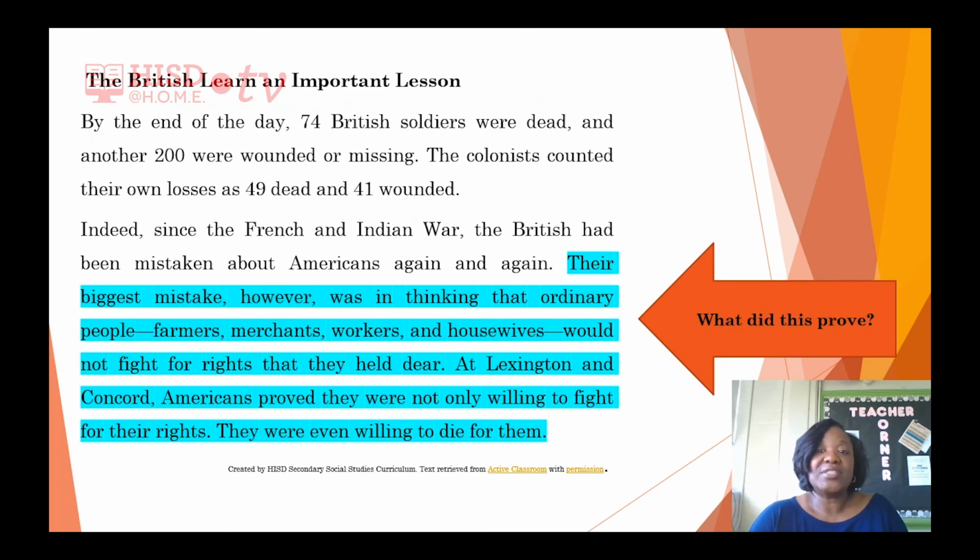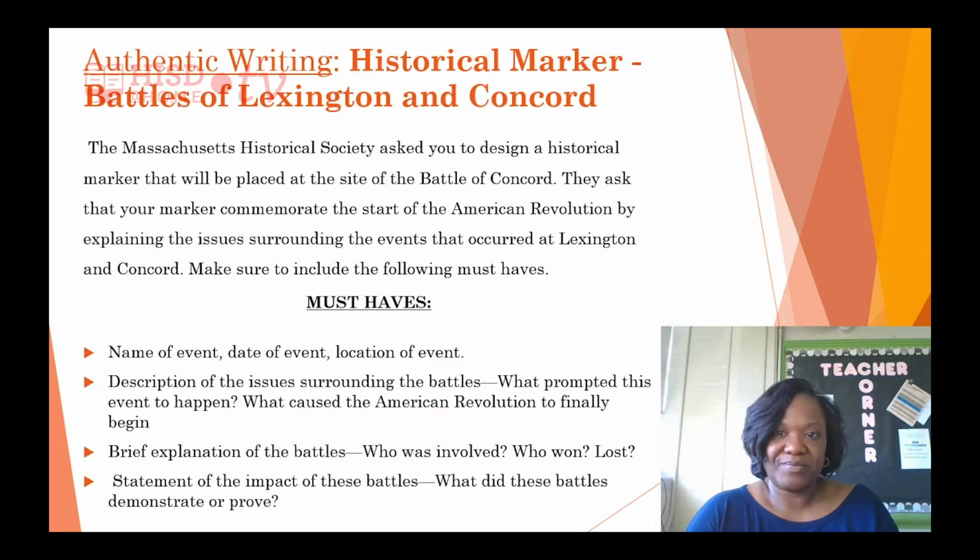What did this prove? Well, like I said earlier, it proved that people were willing to do whatever it needed to be in order to win this battle. It didn't mean that it was an organized military, but there were just everyday people that wanted to be a part of this movement. So you're back to your assignment page, and I'll hold this up for a little bit for you to refer to.